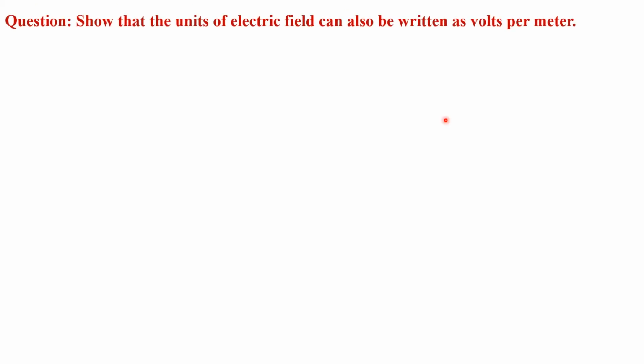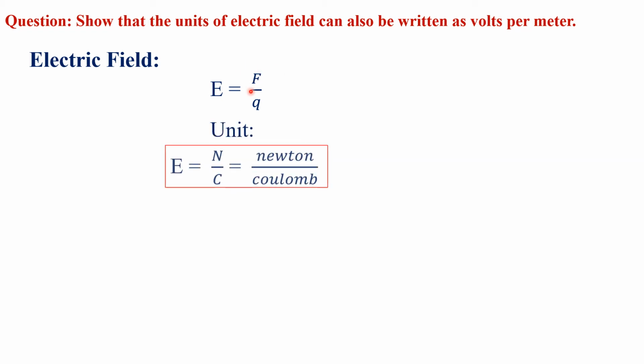Question. Show that the units of electric field can also be written as volts per meter. As we know that force per unit charge is equal to electric field intensity, the unit of force is Newton and the unit of charge is Coulomb. So by putting both the units we get the unit of electric field intensity, that is Newton per Coulomb. Newton per Coulomb is one unit of electric field. Now we have to derive another unit of electric field, that is volts per meter.